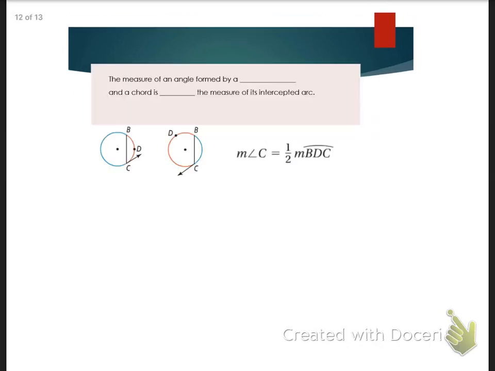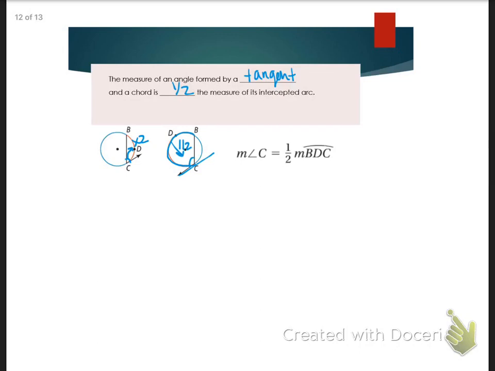All right, the measure of an angle formed by a tangent and a chord is half the measure of its intercepted arc. So it's going to be the same halving and doubling, okay? It's considered touching the opposite side. So if I take this angle and come out to the arc, I'm still going to times it by 2. If I take this arc and come into the angle, I'm still going to times it by a half or divide it by 2. It's going to work the same as touching the opposite side of your circle.